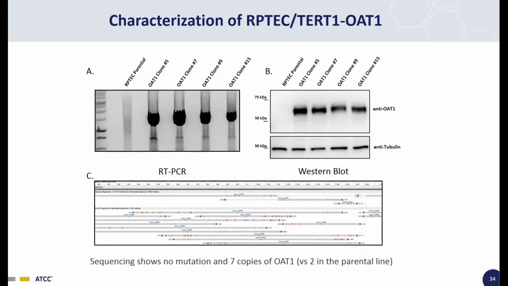First is the molecular characterization of these OAT1 clones. Figure A is the mRNA level by RT-PCR from different clones. Figure B is the protein expression from these clones. And figure C is the sequencing of one of the clones, showing there is no mutation. We also did ddPCR to verify the copy number of OAT1 incorporated in the chromosome in this clone, which is 7 versus 2 copies in the parental line.